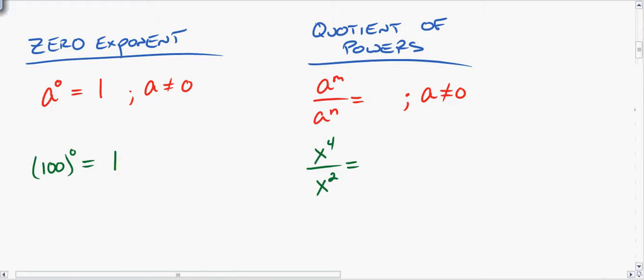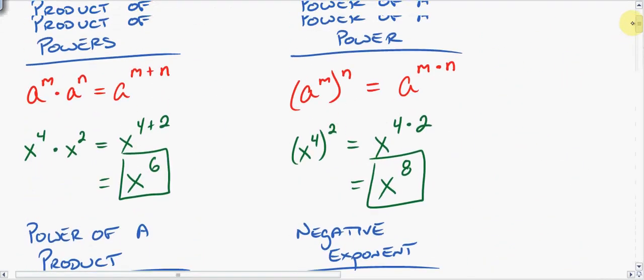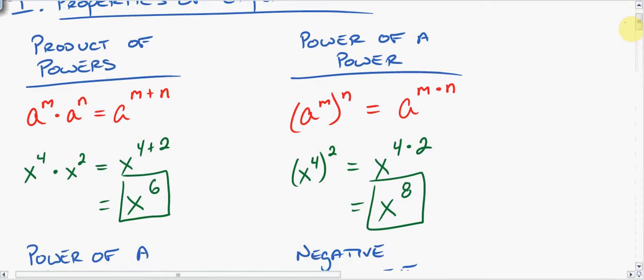Quotient of powers. All right, quotient deals with division. So we have the same base connected through division. What do we do with their exponents? So this is similar to the product of powers. I'm going to take a moment, go back up. The product of powers, that was the first one that we saw. Product of powers, same base connected through multiplication. What did we do? We added the exponents.